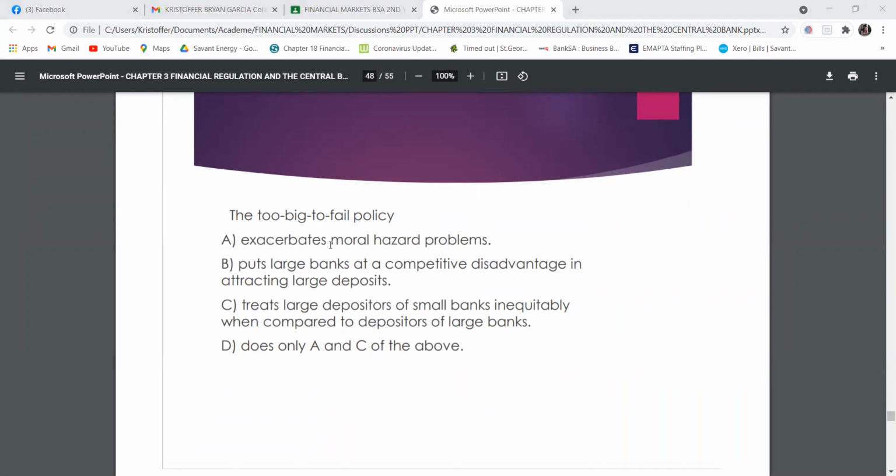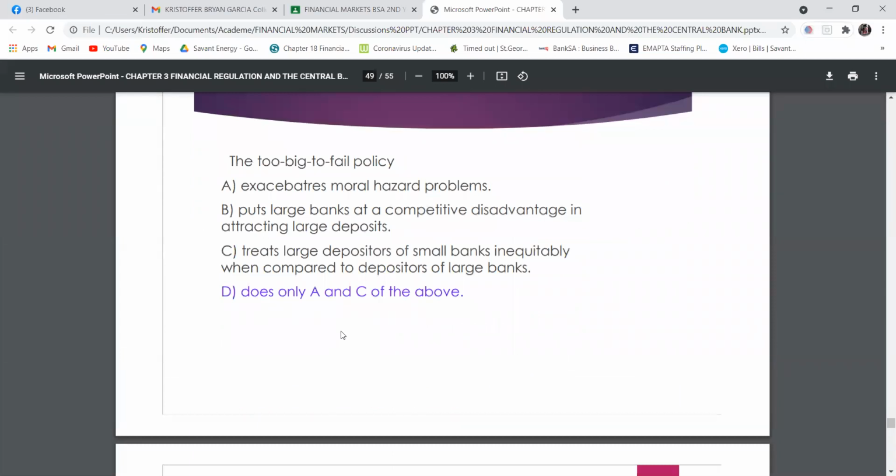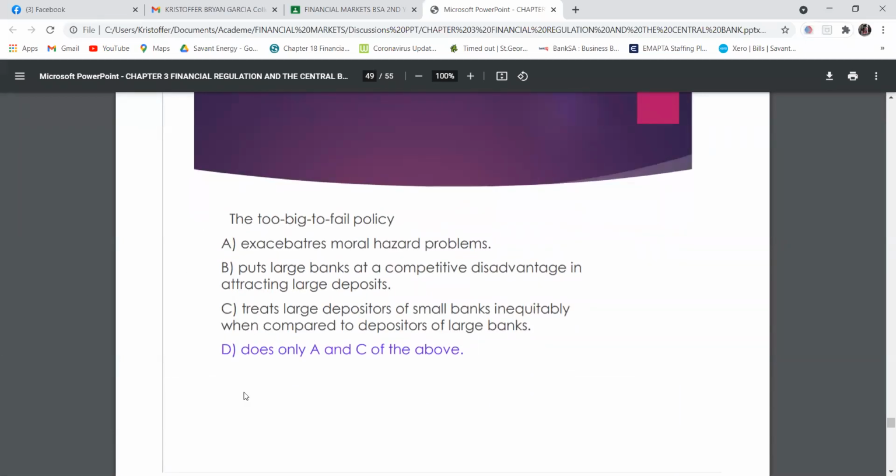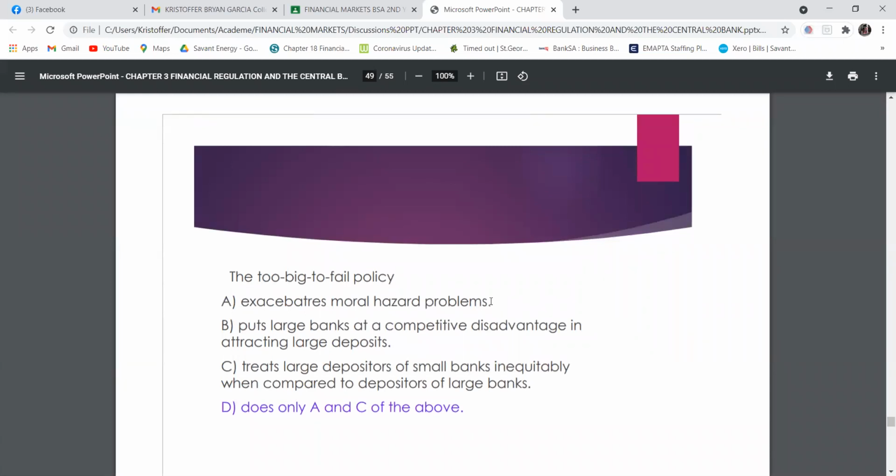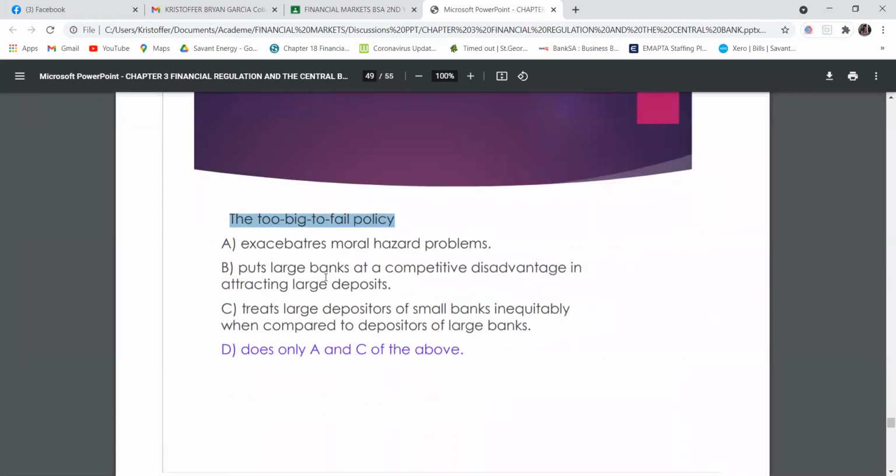So ito, exacerbates moral hazard problems. So it puts large banks at a competitive disadvantage in attracting large deposits. So treats large depositors of small banks inequitably when compared to depositors of large banks. So the answer here is A and C lang daw yung tama. Kasi yun nga, ini-increase nila yung moral hazard problem. Nagte-take sila ng too much risk kasi nga merong too big to fail policy na ibabak sila ng government kung sakaling magka-problema.